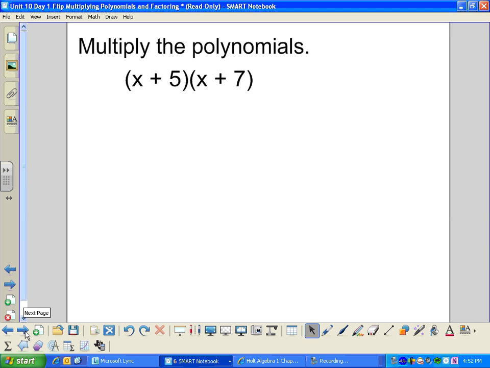Okay, when we're multiplying polynomials, we're basically using the distributive property in a cool, funky way. So I've got a term x plus 5 times x plus 7. I'm now going to take each term of this polynomial and multiply this polynomial by it. Let me show you what we're going to do. I'm going to take x, multiply everything in this binomial by x, and then add to it 5 times that whole binomial.